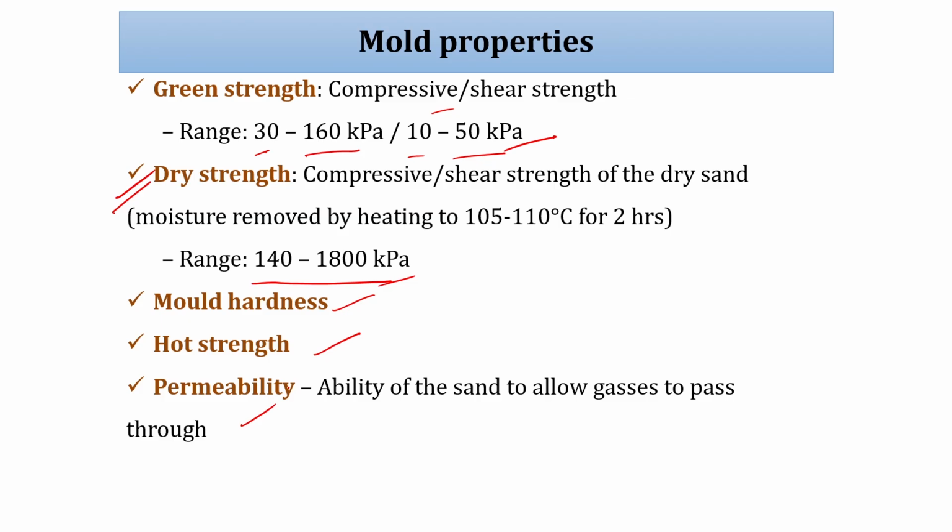What is permeability? Permeability is defined as the ability of any material, not just sand, any kind of porous media, like honeycomb structures, where fluid is flowing. Any porous media which allows gas or fluid to pass has this property; it is one kind of ability to allow the fluid to pass.